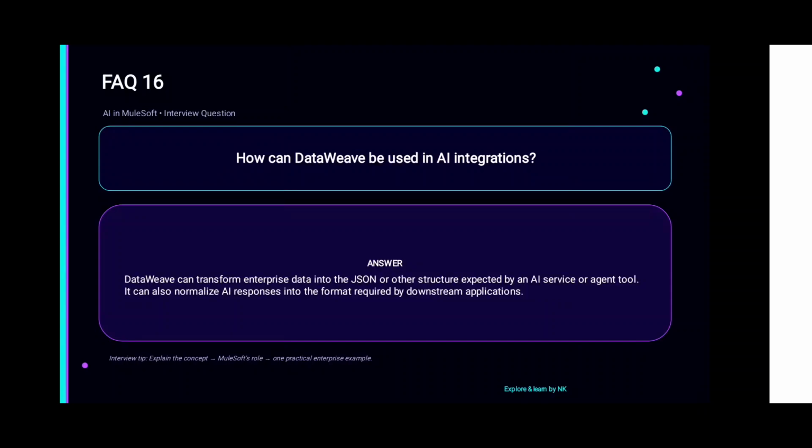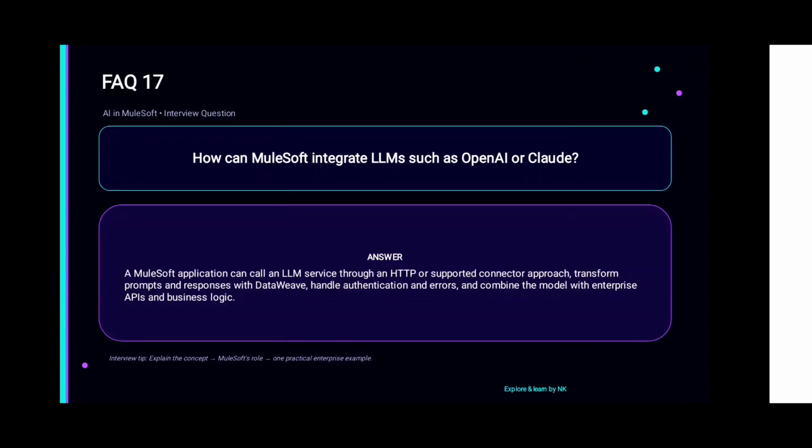So how can DataWeave be used in AI integrations? DataWeave can transform enterprise data into JSON or another structure expected by an AI service and agent tool. It can also normalize AI responses into the format required by downstream applications. So how can MuleSoft integrate LLMs such as OpenAI or Claude? A MuleSoft application can call an LLM service through an HTTP or supported connector approach, transform prompts and responses with DataWeave, handle authentication and errors, and then combine the model with enterprise APIs and business logic. So that's how we can integrate LLMs.